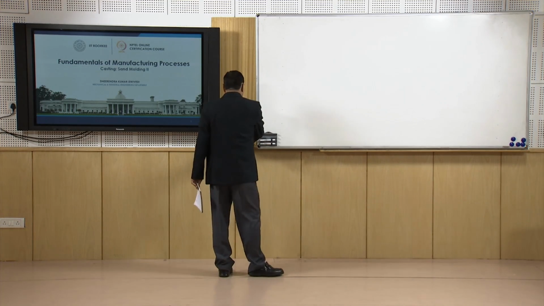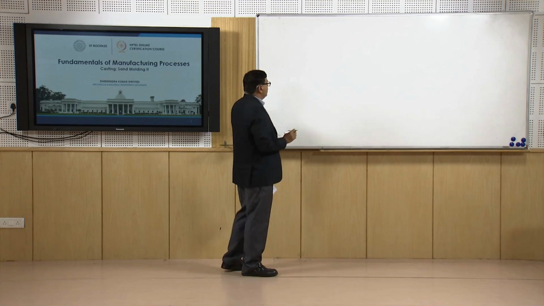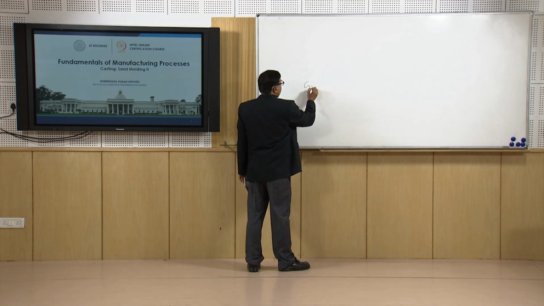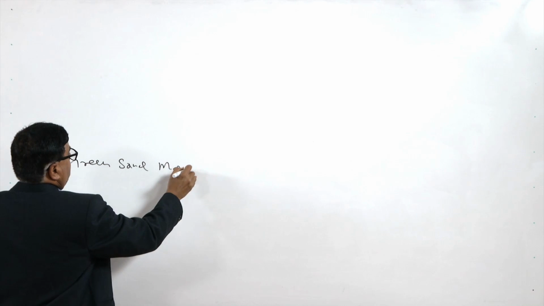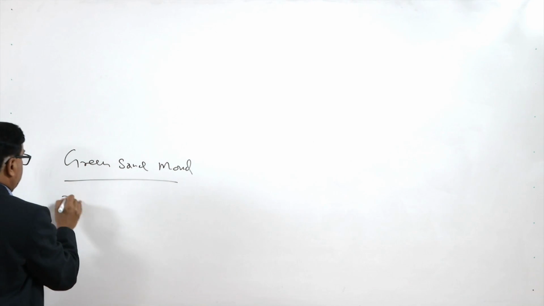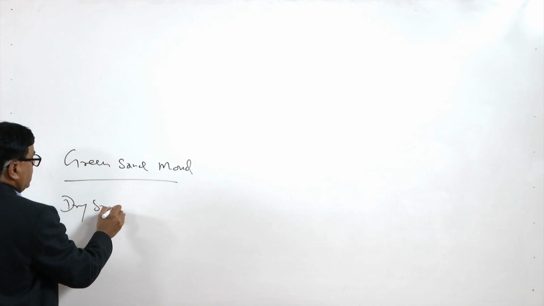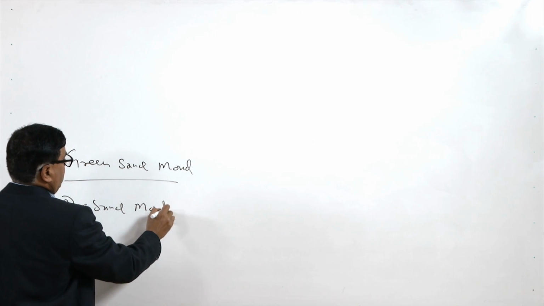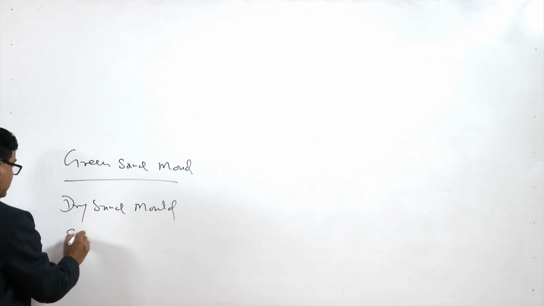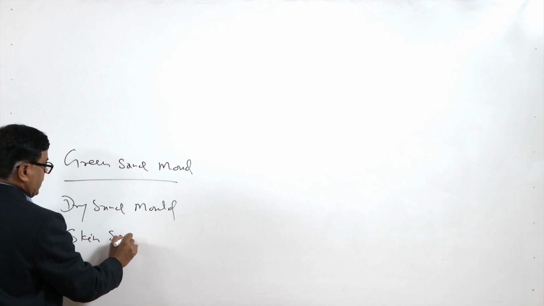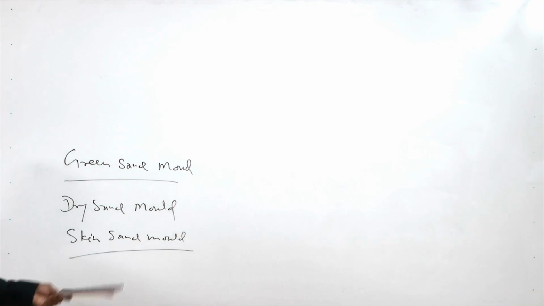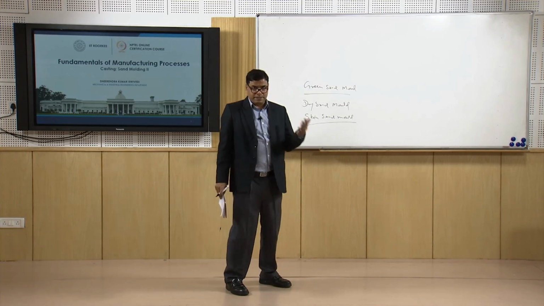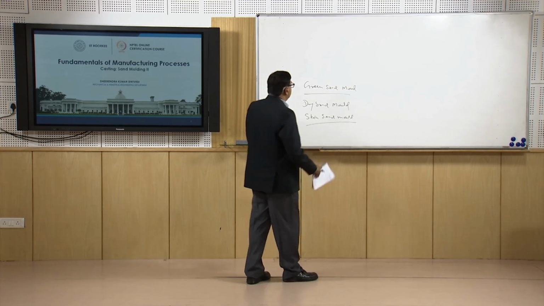Coming to the different types of the mold. Among the types of the mold, one is the green sand mold, then the dry sand mold, and then the skin dried sand mold. Each type has its own advantages and disadvantages over the others.